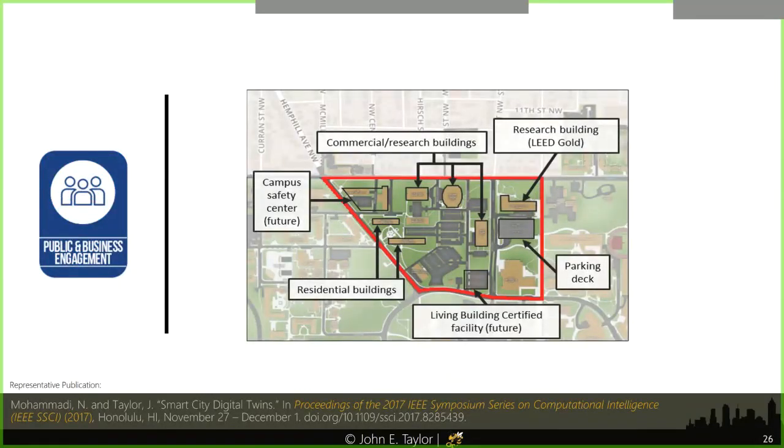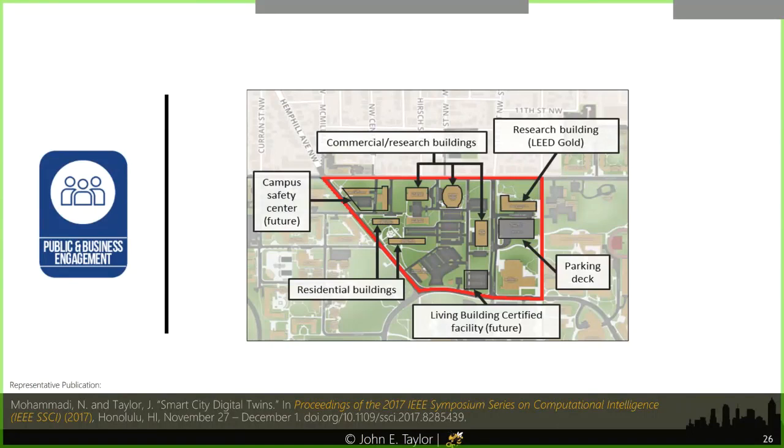The last of the 5 pillars is public and business engagement. And for this one, I'm going to give a slightly more extended example because it ends up tying together really all 5 of those areas on a project that we're working on now that is very clearly a Smart City Digital Twinning activity, and one that we're extending into the city of Columbus, Georgia, with collaborators there.